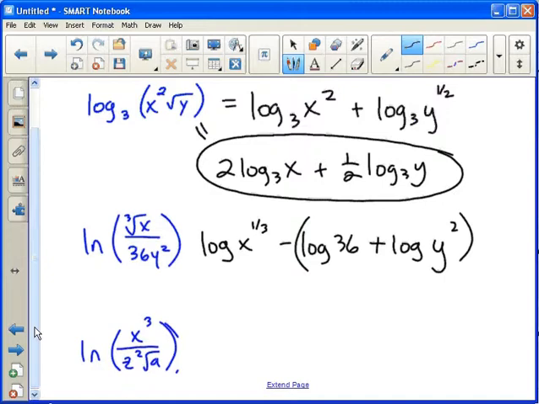So what I would recommend is you just remember it this way. If it's on top, it's going to get a plus. If it's on the bottom, it's going to get a minus. So since x to the 1/3 was on top, it was positive. Since 36 was on the bottom, it's negative. Since y squared is on the bottom, it's negative. Now the second step to this is to take the exponents and move them down as coefficients. So we get 1/3 log of x. There's no exponent here, so we just leave it alone. And we move the 2 down front and we get 2 log y.